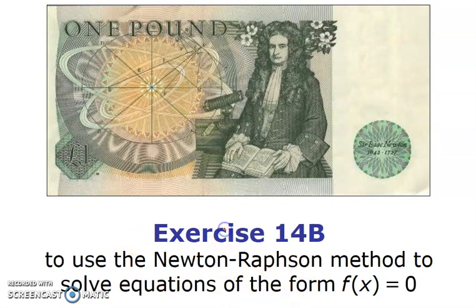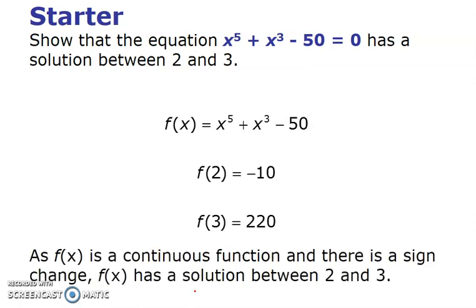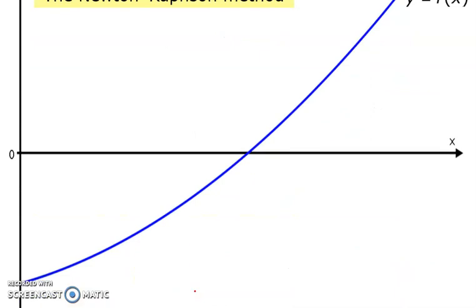Let's have a go then. So this starter, obviously, this is a decimal search method. What you're meant to do on this starter is show that there is a solution between 2 and 3, and this is change of sign method. That's the way you do it. You'll notice you've got an equation that's equal to 0. If you put 2 in, you get -10. If you put 3 in, you get 220. It's the change of sign that basically tells you there's a solution between the two, and we've seen that in previous lessons.